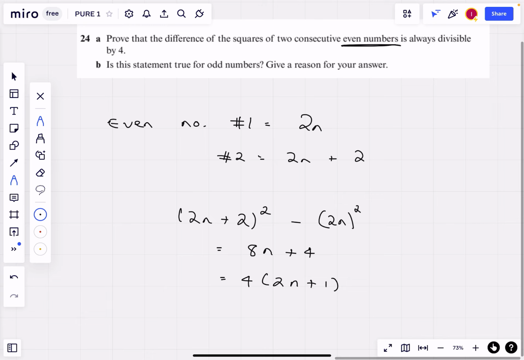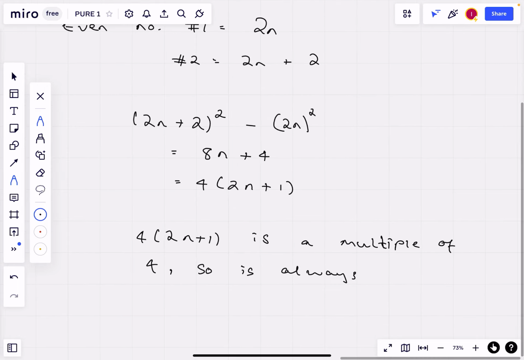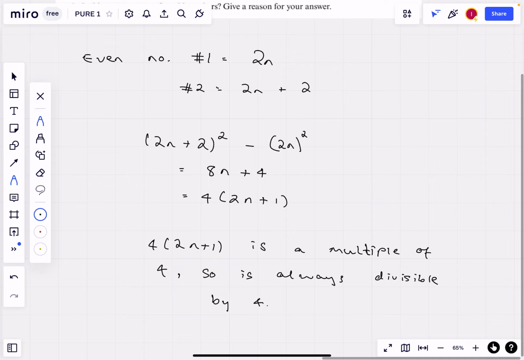That bracket is a multiple of 4. And so it will always be divisible by 4. And that's all you have to say. 4 bracket 2n plus 1 is a multiple of 4. So is always divisible by 4. There you go. That's your proof. And what you've done is lay out logical steps to prove that that's the case.